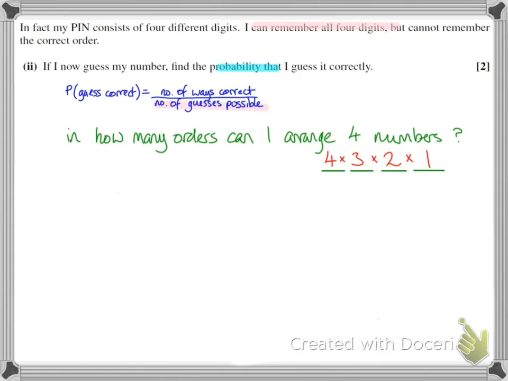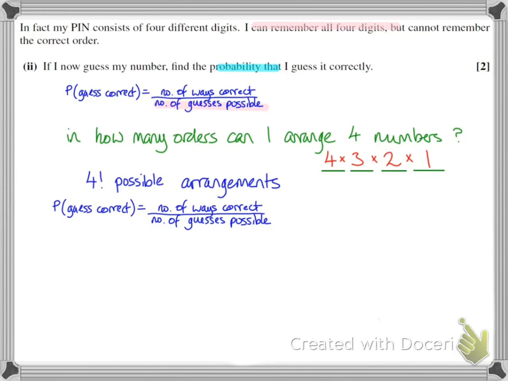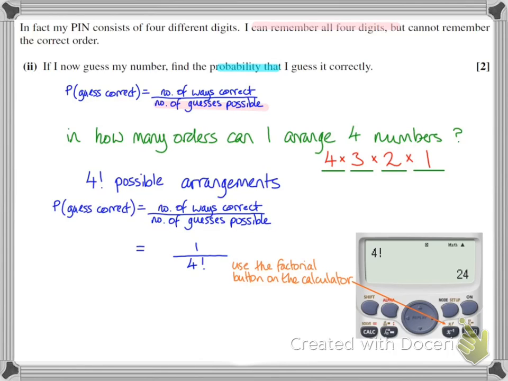So that's 4 times 3 times 2 times 1, also known as 4 factorial. Some people just learn that if you have 4 different objects, there are 4 factorial possible arrangements of those objects. So I'm going to be using the formula with 1 over 4 factorial. I can use the calculator. There's a factorial button on the calculator, so 4 shift and then the button that has x factorial written just above it, and that will give me the answer of 1 over 24.